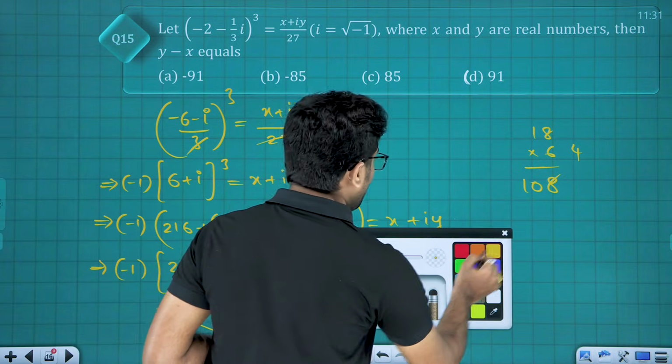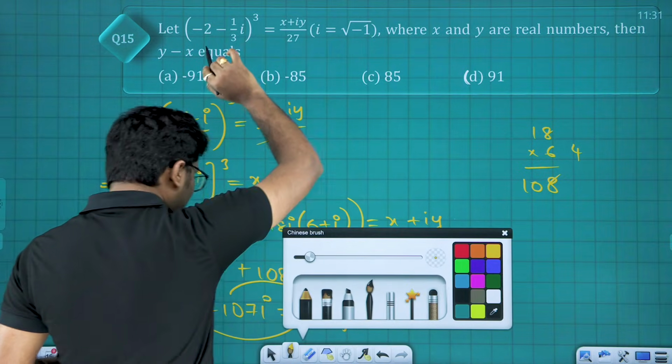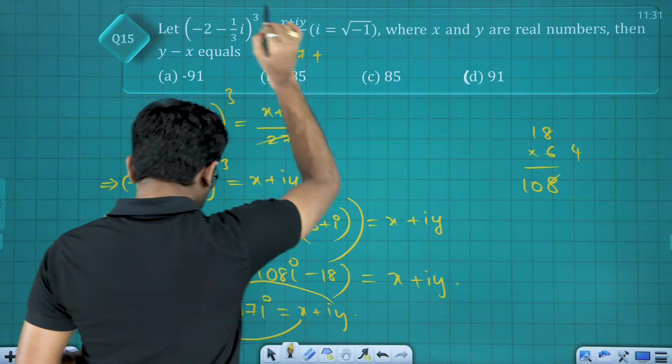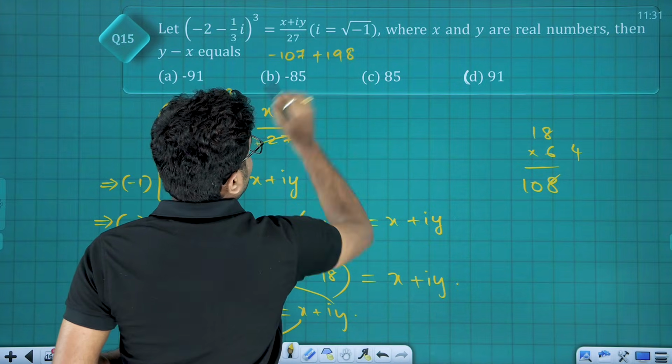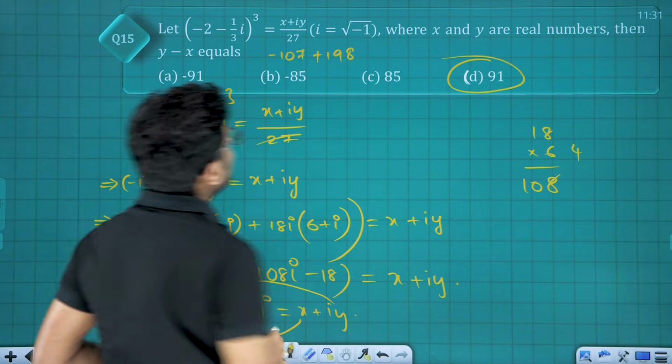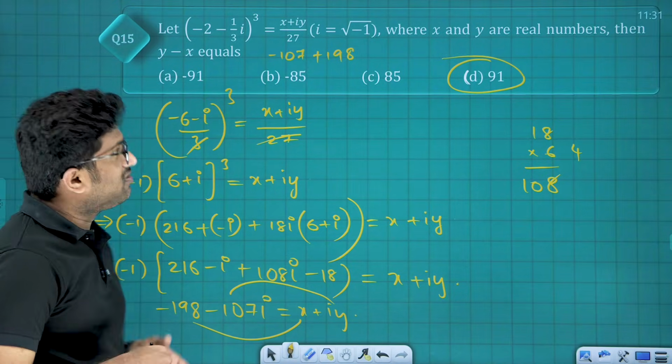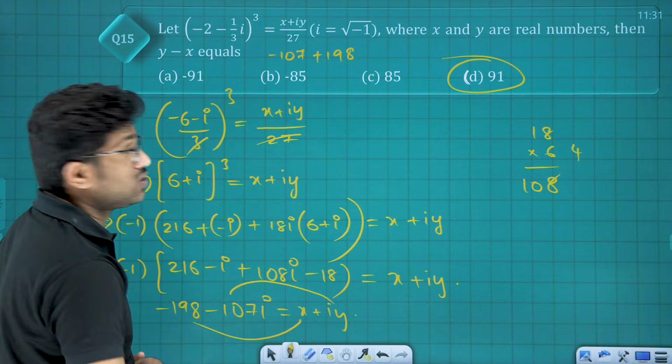Now they are asking us to find y - x. y is -107 plus 198, which is 91, is the correct answer. Okay, see, very simple. This is 2020th question.